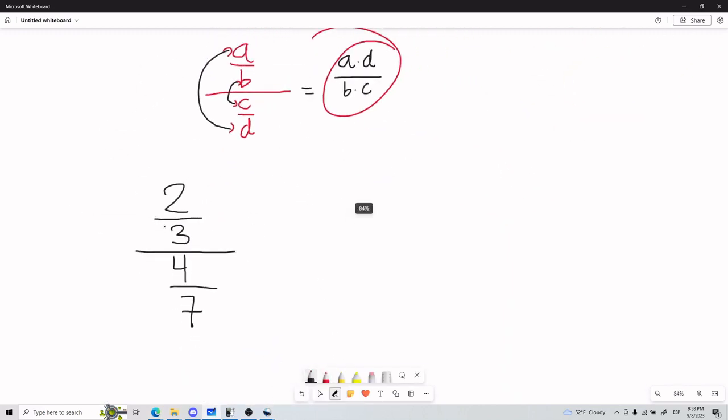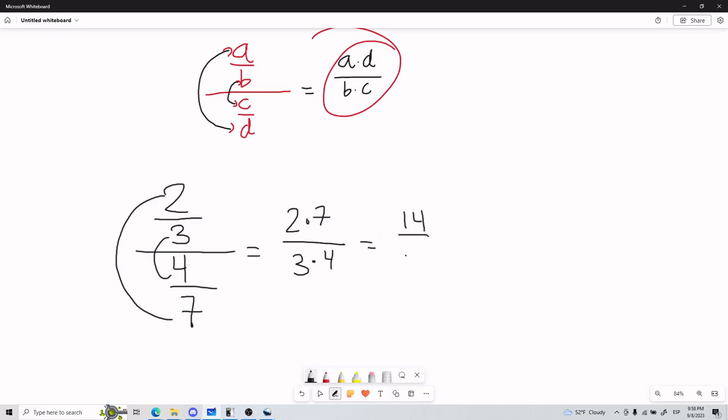How would this work? Well, following the formula up top, this would be the same as 2 times 7 divided by 3 times 4. All right, and this would give me 14 divided by 12. Because they are both even, I can divide them by 2. I end up with 7 over 6.